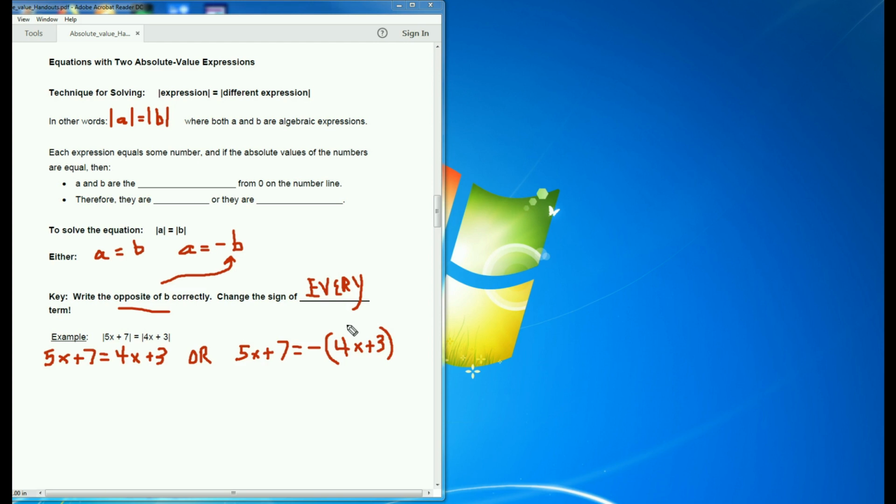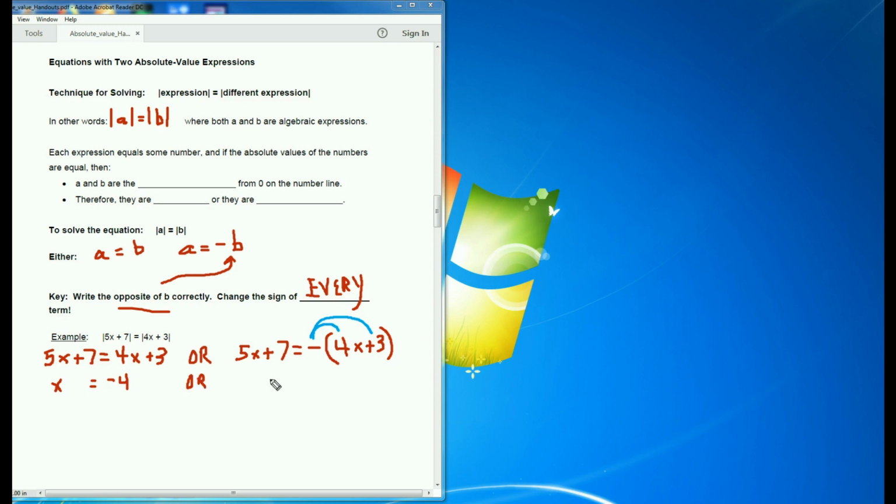So here's what I'm saying. You have to make sure you apply that minus sign to both of those terms, okay? So now we just have two simple linear equations. We're just going to solve them both. In this case, I'm going to subtract 4x from both sides. 5x minus 4x is just 1x. And then at the same time, I'm going to subtract 7 from both sides. So over here, I have 3 minus 7. So in other words, x equals -4.